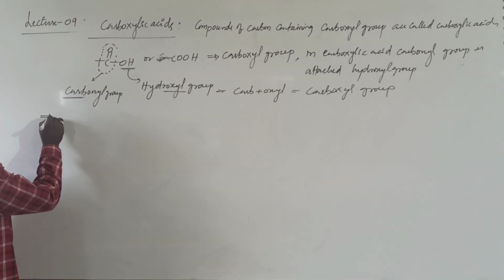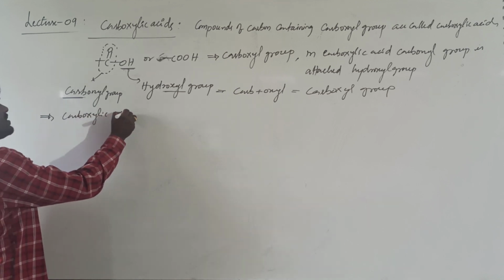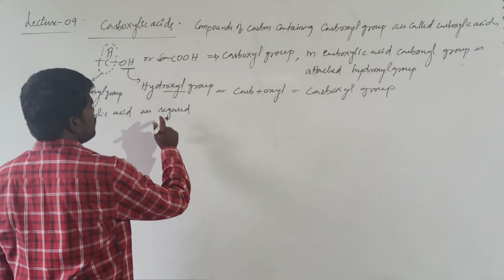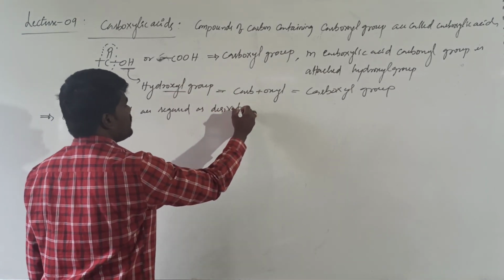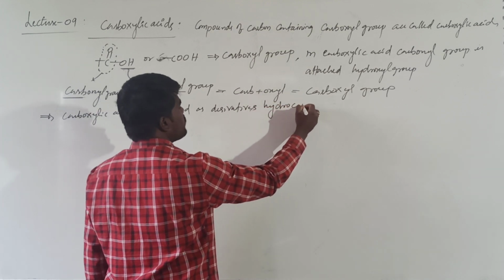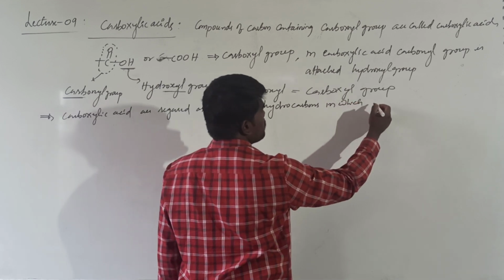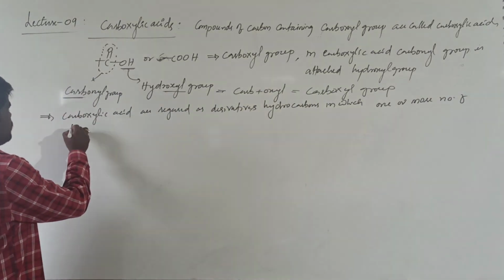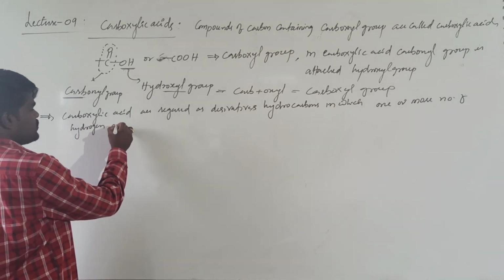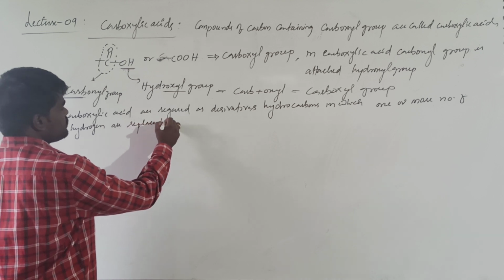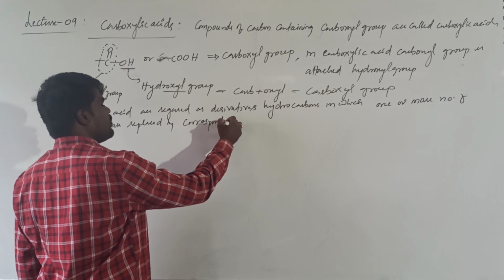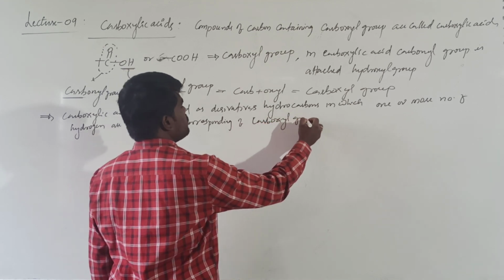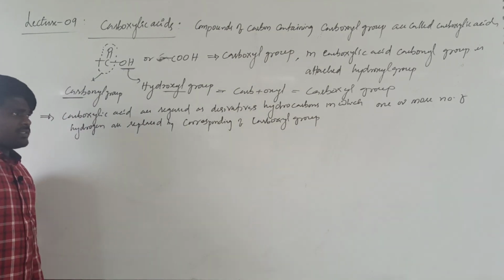Carboxylic acids can also be regarded as derivatives of hydrocarbons in which one or more hydrogens are replaced by a corresponding number of carboxyl groups. Right, they are generally considered as derivatives of hydrocarbon.